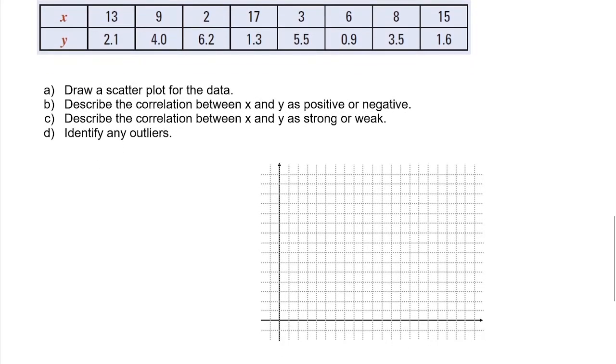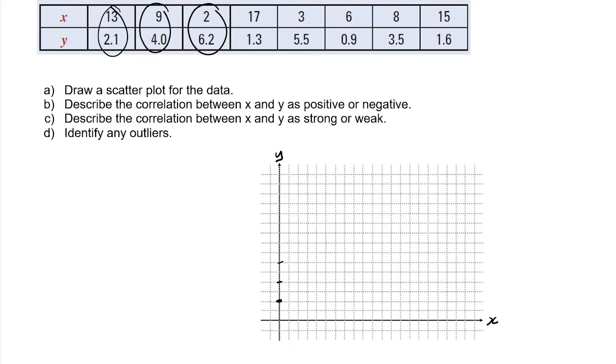So the first thing we're going to do is label some axes. Our y is usually our vertical and x is almost always, or is always, our horizontal. So as before, these are our coordinate pairs, so we need to pop in the scale.